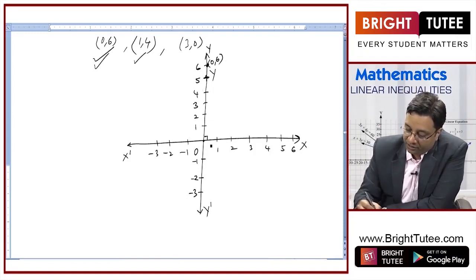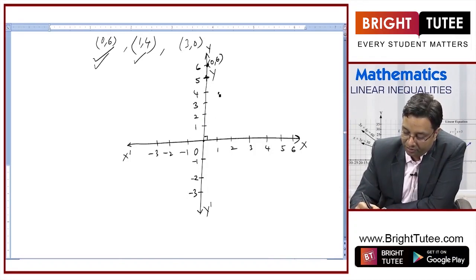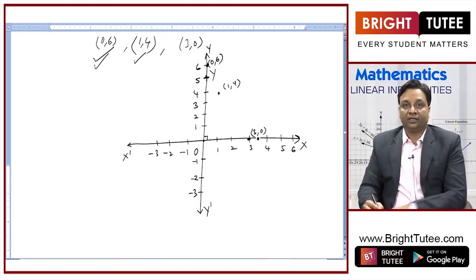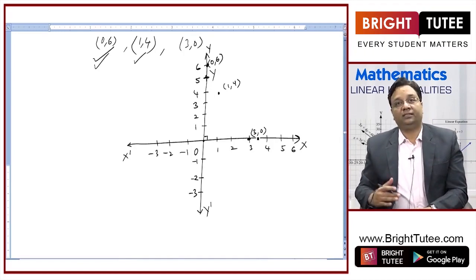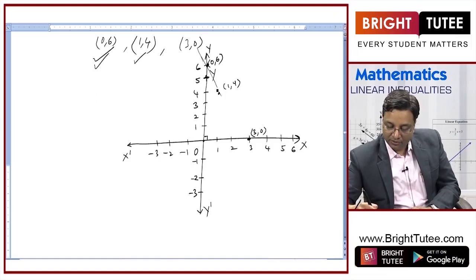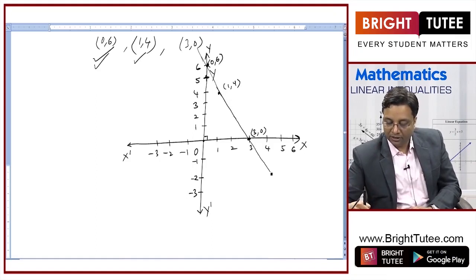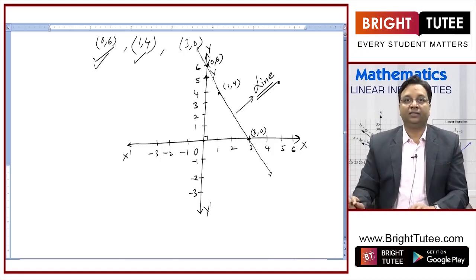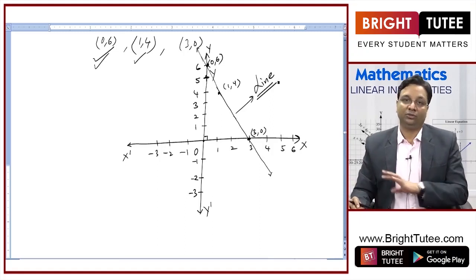Now 1, 4. So 1 on x axis and 4 on y axis will take me to this point 1, 4. Another point is 3, 0. So this is the point 3, 0, right? Because every point on the x axis will have y coordinate as 0. So if I join these 3 points, you try and join these points, it will be a straight line, right? It will be a straight line passing through these 3 points.